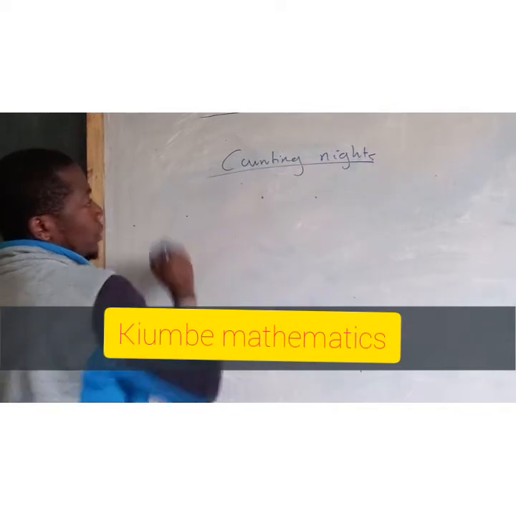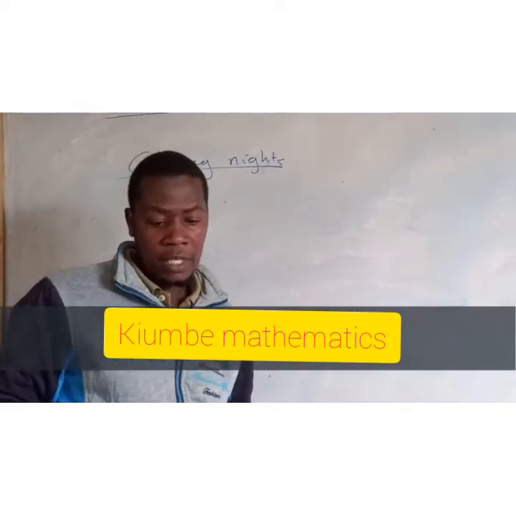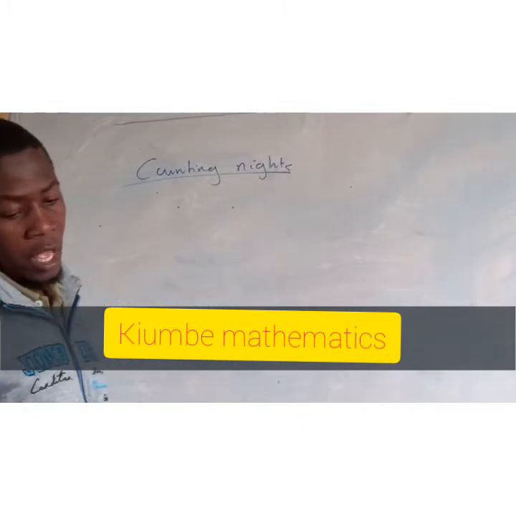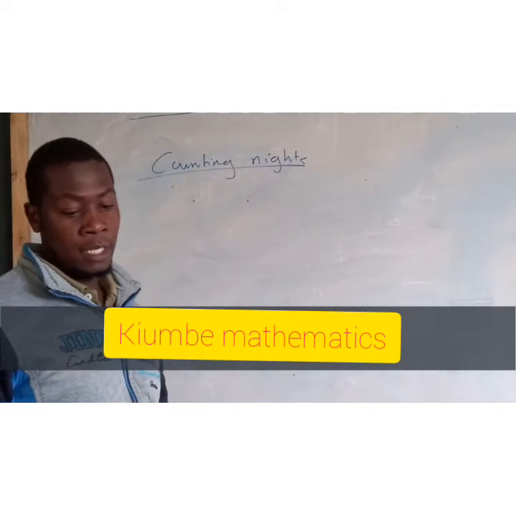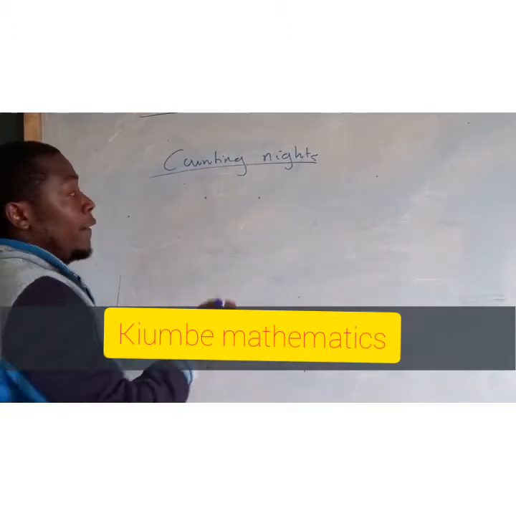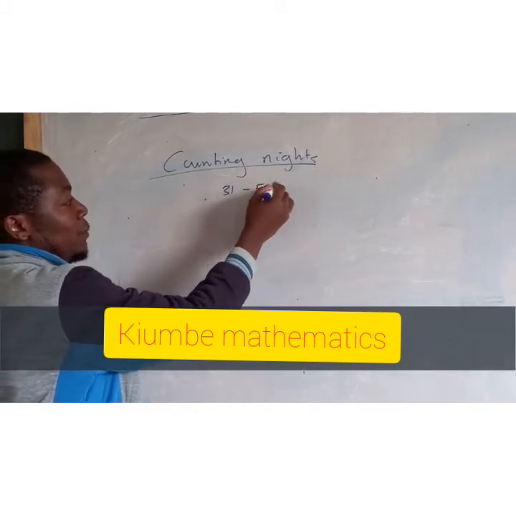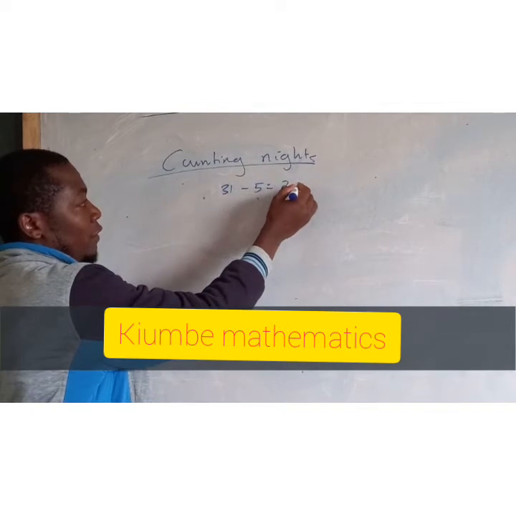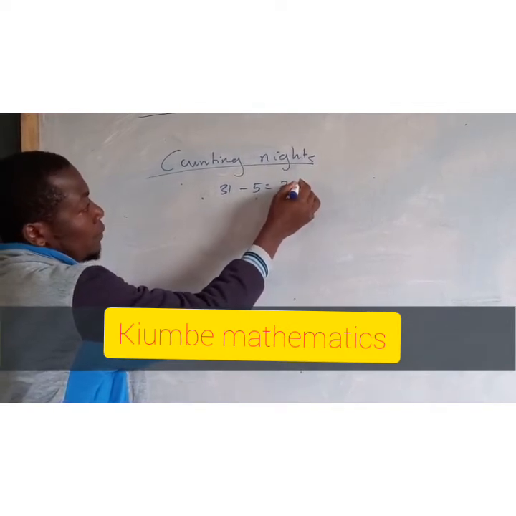So how do you count nights? When you're counting nights, you will have to work it out in stages. That is, you need to take the month you have been given and subtract normally. That is, if it is January ending with 31 and you've been given the date 5, just subtract: January 31 minus 5, get 26.